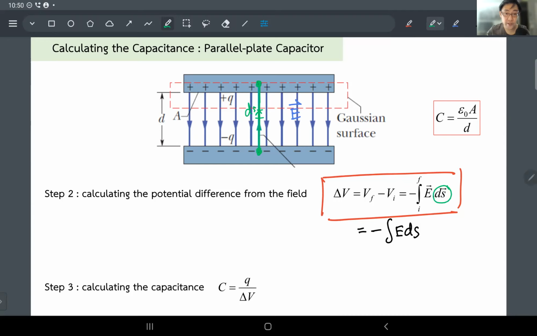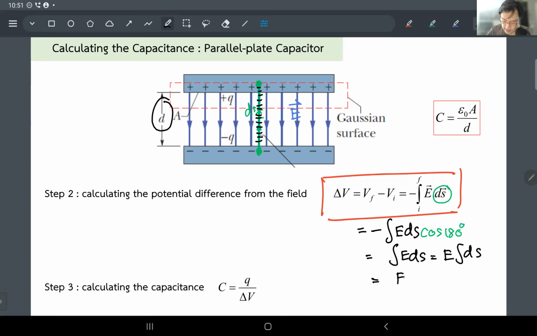So as you can see, the electric field is coming down, the ds is going up. So the integration gives you cosine of 180 degrees. Isn't that cool? All right, next. Cosine 180 gives you -1, and the negative meeting the negative turns positive. So it's going to be the integral of E ds. E is constant, so you are left with just the integral of ds, which is just the distance, because you take ds, ds, ds, and sum them up. You just get the distance between the plates.